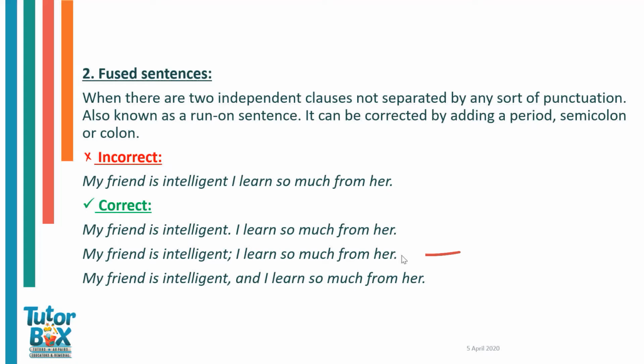The second way would be by adding a semicolon. My friend is intelligent, semicolon, I learned so much from her. And the third way to fix this would just be by adding a comma and a coordinating conjunction. So it would be, my friend is intelligent, comma, and I learned so much from her. So it's important to know that and is a coordinating conjunction because it is joining two independent clauses. The one independent clause is my friend is intelligent, and the second independent clause is I learned so much from her.